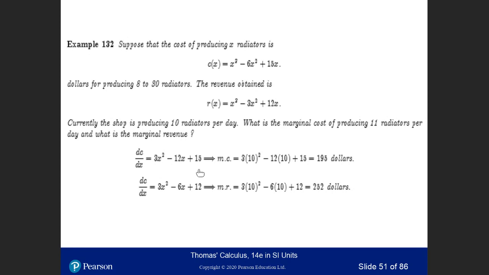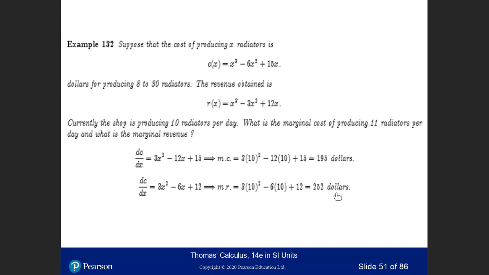Now, since you are producing 10 radiators per day right now, you substitute 10 for x, and you get $195. Now, that means if you produce one unit more, the additional cost you are going to have is $195. Now let's check the revenue. Suppose the market situation is okay and you can sell if you produce more. Then you take the derivative of R of x, that's 3x squared minus 6x plus 12. And if you calculate marginal revenue, that's $252.